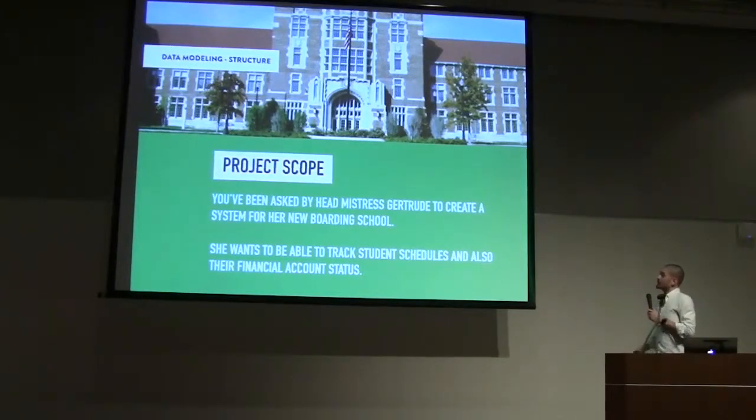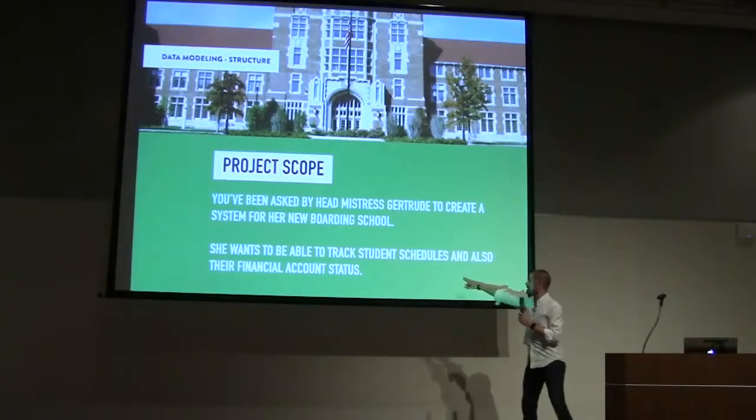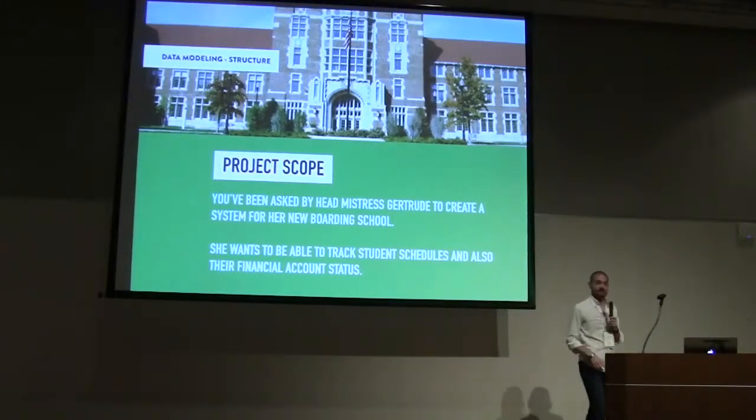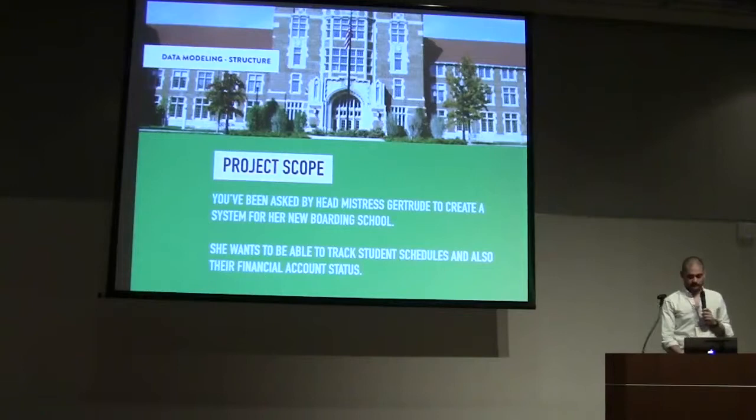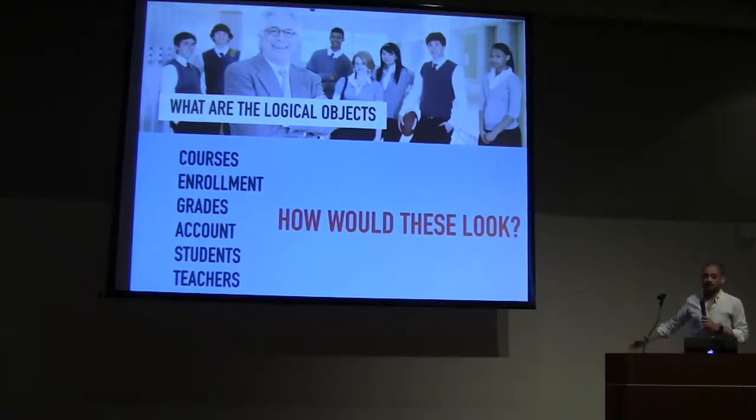So the project scope. You've been asked by Headmistress Gertrude to create a system for her new boarding school. She wants to be able to track the student schedules and also their financial status. Seems pretty simple. So of course you budgeted and you bid $1,000 US, and of course it ended up taking you, in the end, 2,000 hours, which is like most jobs. But what are the logical objects? Courses, enrollment, grades, account, students, teachers, these types of things. You've kind of worked it through in your head.